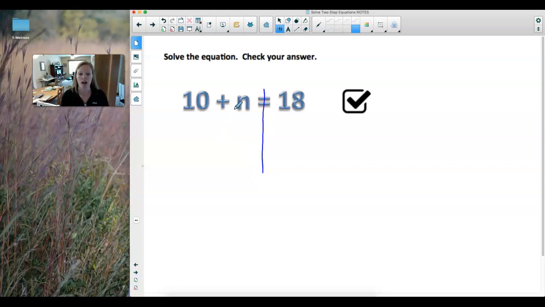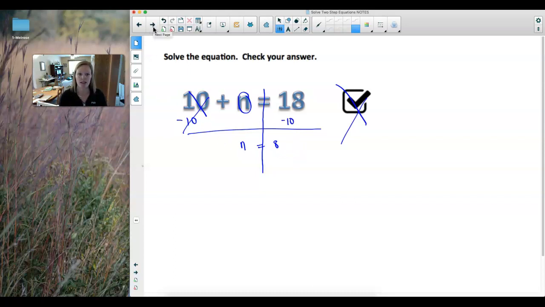Now I want to get the n all by itself, and I notice that it says plus 10. So to get rid of the plus 10, I have to subtract 10 from both sides. And these would then cross out. I have the n by itself. 18 minus 10 is 8. Now, I'm not going to require you to do a check. Instead, I'm going to put an answer check on Canvas so that you can check to see if your answers are right. And if they're not right, you can always go back and fix it.